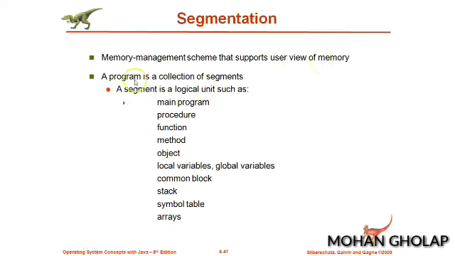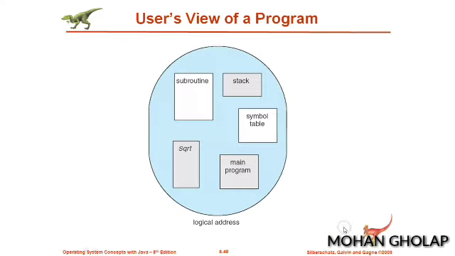And as we saw, a program is a collection of different segments. A segment is a logical unit such as a main program, procedure, function, method, object, local variables or global variables, common block, stack, symbol table, arrays, and so on. So from the user's point of view, a program's logical address space is a collection of a number of segments.